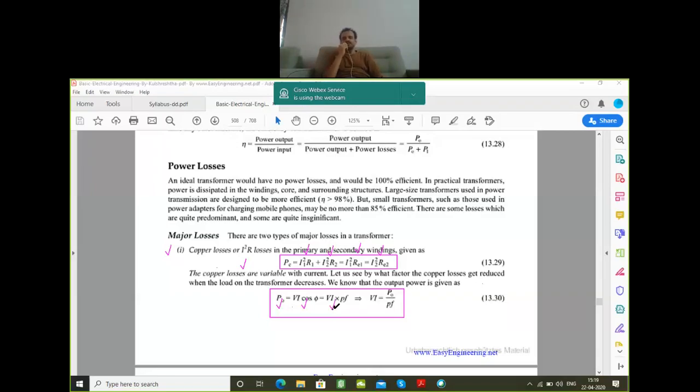So VI is called volt amperes. It is P naught by power factor. Power factor does not change; it is almost constant. So what changes is VI, that is P naught. P naught by power factor is VI. So you have VI is equal to P naught by power factor.